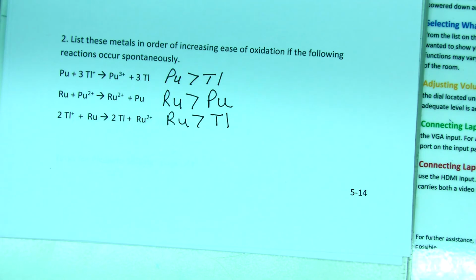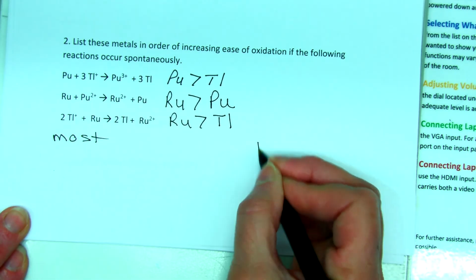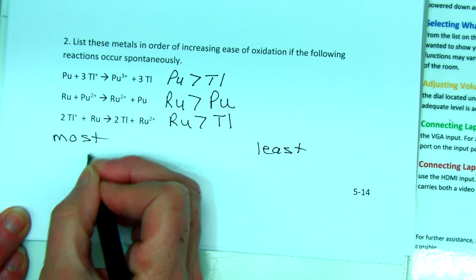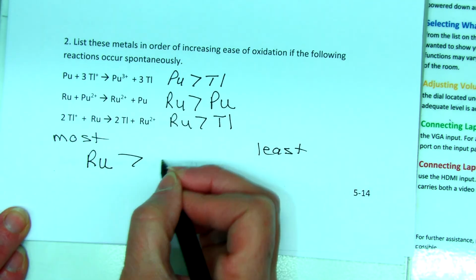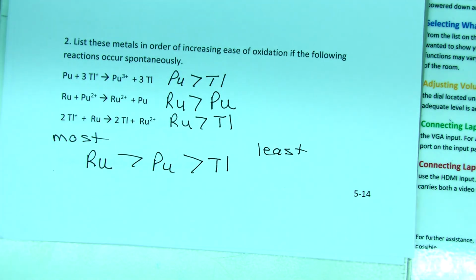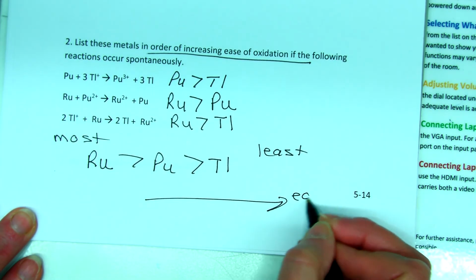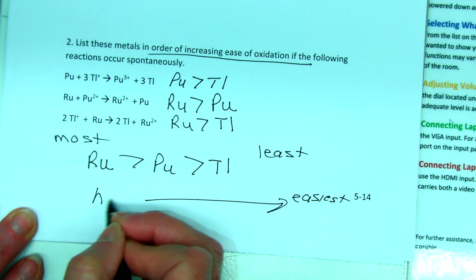Use that information to now put them in order. Who is most active? Ru is most active. Who's next? And who's last? Now, if we think about this, who is the easiest to oxidize? Ru, because it's the most active and it gets oxidized. So, order of increasing ease of oxidation. So, easiest, hardest.